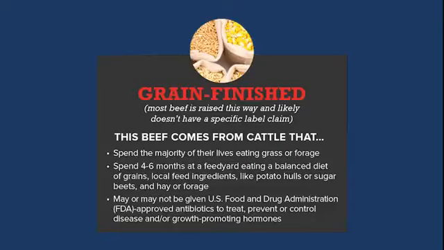Grain finished. Most beef is raised this way and likely doesn't have a specific label claim. This beef comes from cattle that spend the majority of their lives eating grass or forage, spend 4 to 6 months at a feed yard eating a balanced diet of grains, local feed ingredients like potato hulls or sugar beets, and hay or forage. May or may not be given U.S. Food and Drug Administration approval antibiotics to treat, prevent, or control disease and or growth promoting hormones.